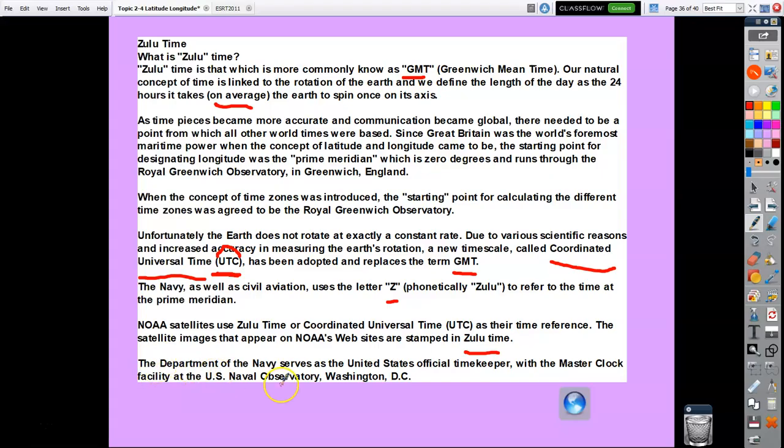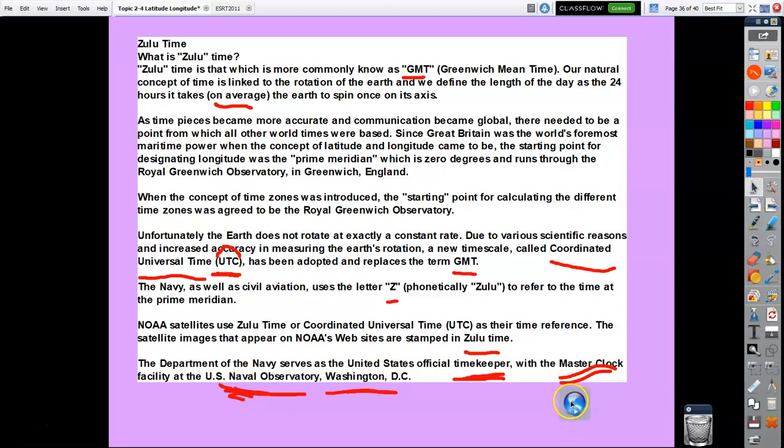The Navy, actually, if this ever comes up on a trivia question, Jeopardy, the Navy serves as the United States official timekeeper. I've been down there many times. You go to Washington, D.C., there is actually a master clock. It's down at the U.S. Navy Observatory in D.C., so you can see the official timekeeping device, which is through the Department of the Navy.